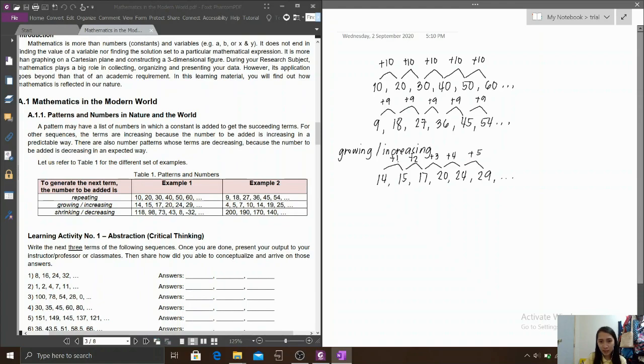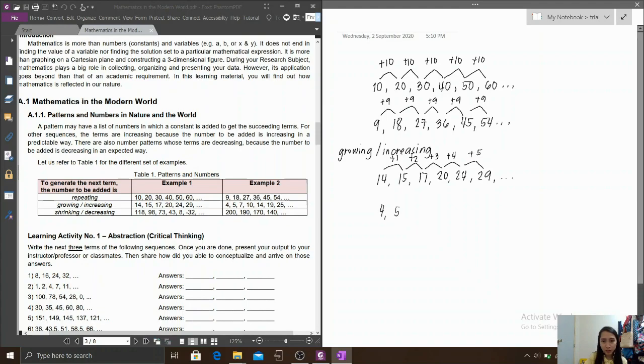Notice that every number to be added is increasing. So we have 1, 2, 3, 4, 5. Every step, we increase by 1.